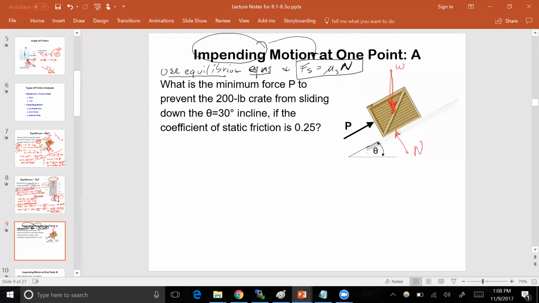It's pointing down the plane. Pointing down the plane, right? It always opposes the force of your plane. No, it's not. Which direction is impending motion? The crate's about to slide down the plane. Which direction is impending motion? Impending means it's about to slide. We're trying to keep it from sliding down the plane. So impending motion is what?